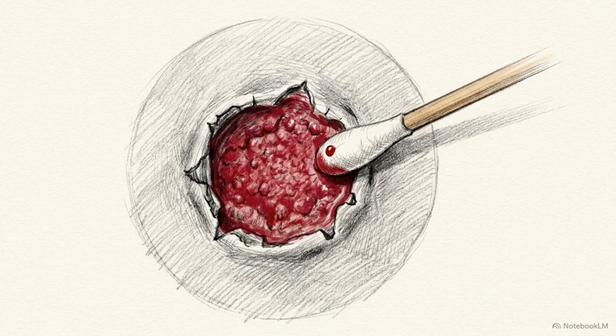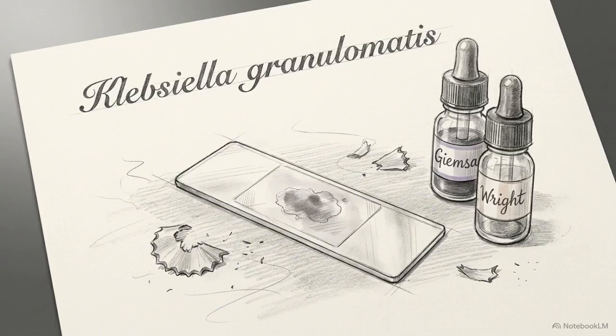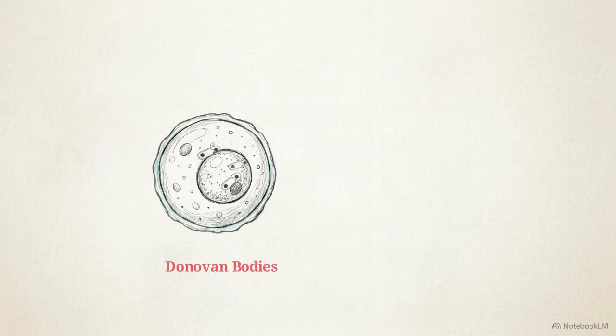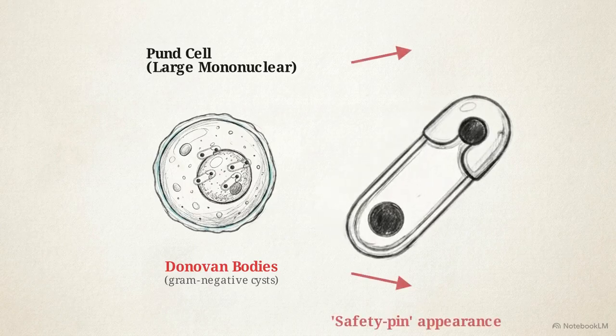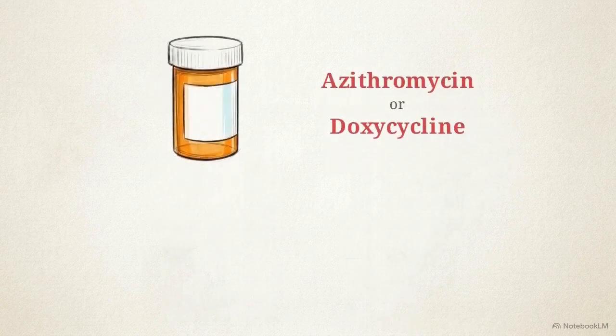To confirm the suspicion, look for the classic lesion. Donovanosis typically presents as a beefy red, progressively destructive ulcer that bleeds easily when touched. The causative pathogen is Klebsiella granulomatis. Microscopic confirmation requires a Giemsa or Wright stain. On that stain, look for Donovan bodies, gram-negative intracytoplasmic cysts within large mononuclear Pund cells. The organisms often show a distinct safety pin appearance.